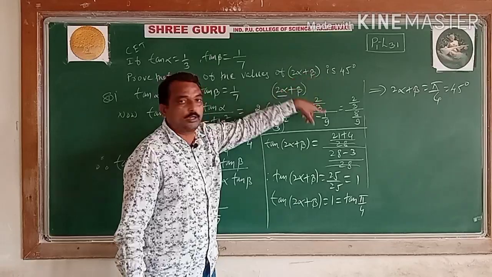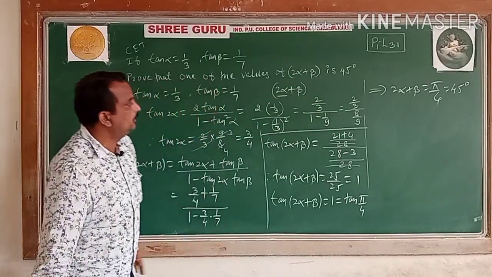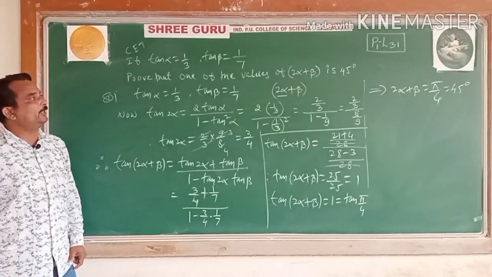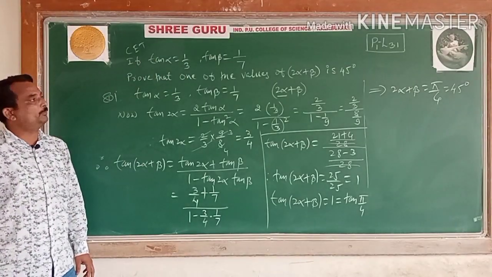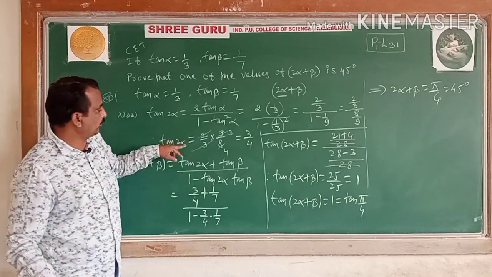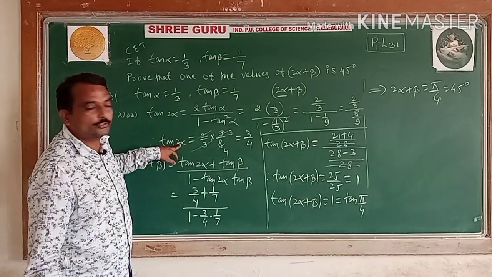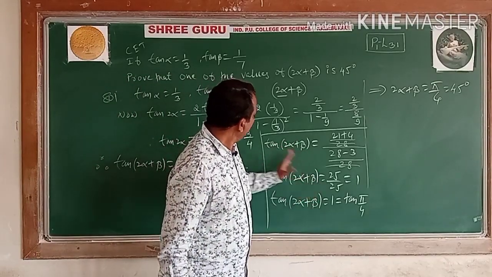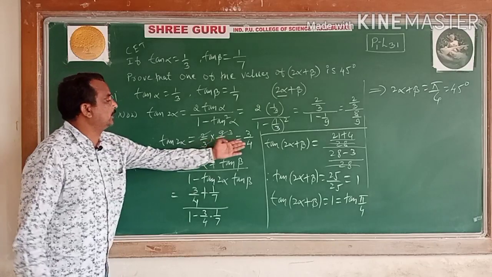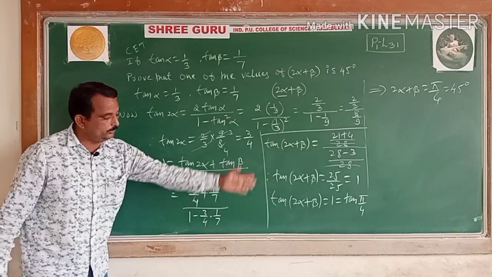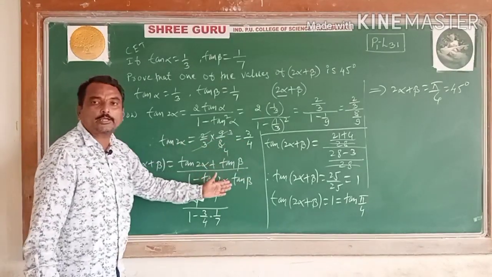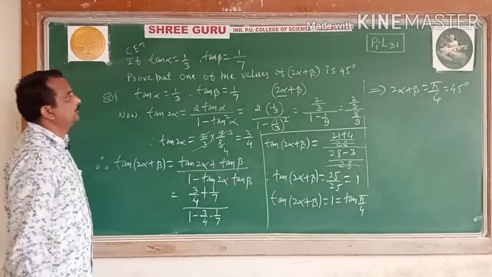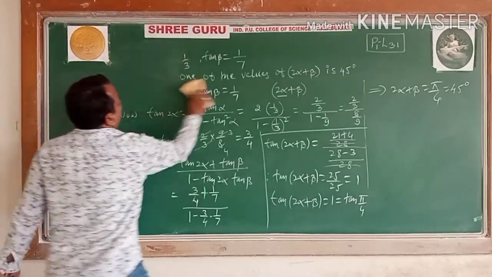Positive in the third quadrant, so in the third quadrant the value also you will get. So therefore he asked one of the values, which is 45 degree. One of the values of 2 alpha plus beta is equal to 45 degree. First we have calculated the 2 alpha value, and then in the formula of tan of 2 alpha plus beta, the 2 alpha value calculated here. In tan of x plus y, we have substituted, so we have simplified. Now come to the next example.